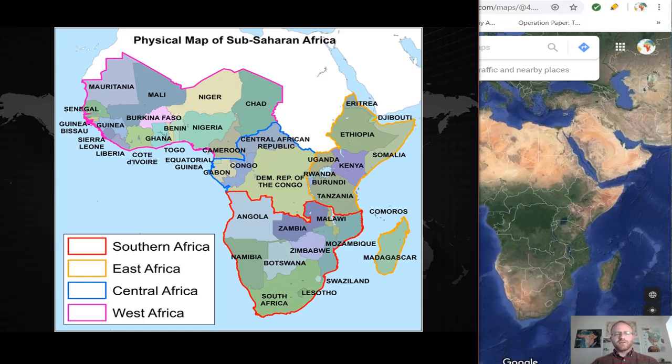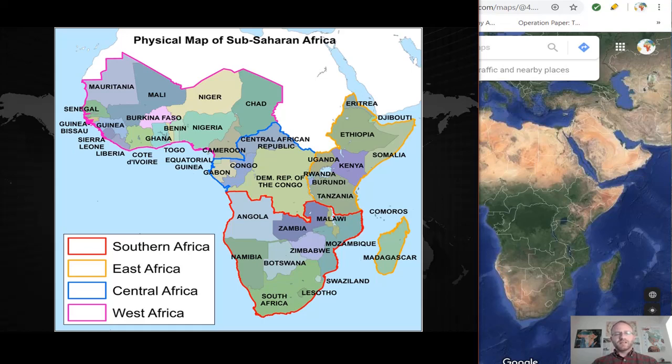Now, Sub-Saharan Africa can be divided into four main sub-regions. West Africa contains Mauritania, Mali, Niger, Chad, Senegal, Guinea-Bissau, Guinea, Sierra Leone, Liberia, Cote d'Ivoire, or Ivory Coast, Ghana, Burkina Faso, Benin, Togo, Nigeria, and Cameroon.